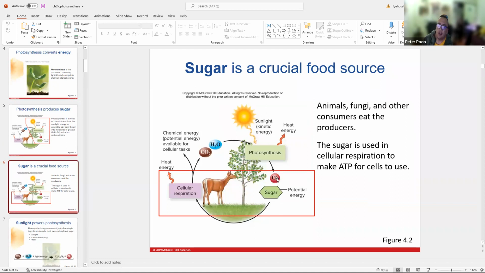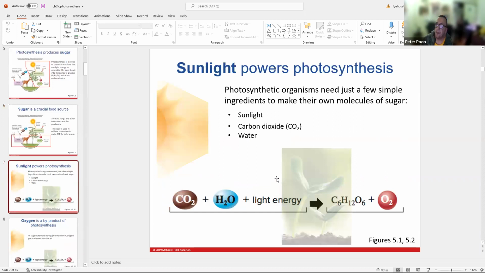So sugar is a critical food source. Plants make sugar; animals, fungi, and other consumers eat sugar. Plants, animals, and other things use sugar for energy to make other things like fat and protein. So sugar is the source of almost all energy, sort of.